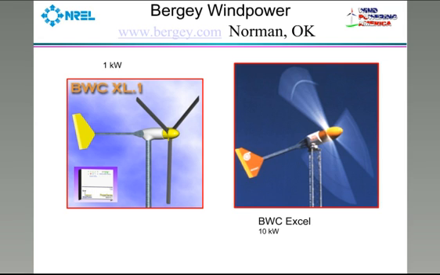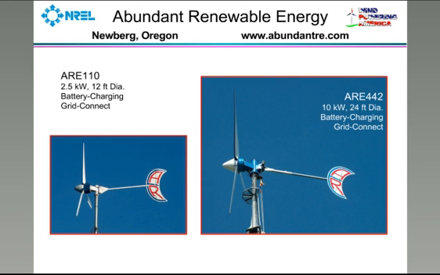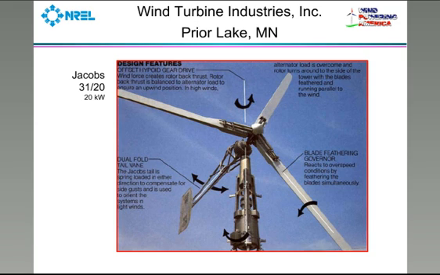Another manufacturer is Berge Wind Power out of Oklahoma. They offer 2 wind turbines, a 1 kilowatt turbine and a 10 kilowatt turbine. And they've been around a long time. Kind of a newer company is Abundant Renewable Energy, although the guy who owns it has been in the industry a long time. The company offers 2 models, a 2.5 kilowatt turbine and a 10 kilowatt turbine, both for the battery charging and grid-connected markets.